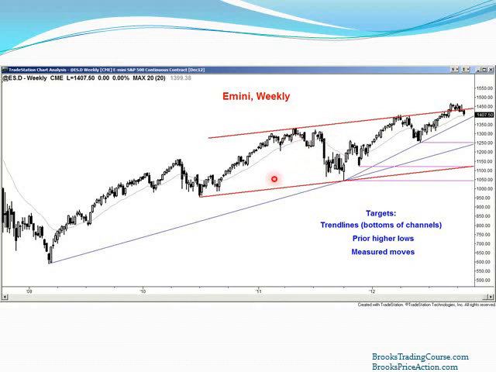To me, we have a bull channel, and it's a broad bull channel. And channels usually transition into trading ranges. And the broader the channel gets and the flatter it gets, the more likely it is to transition into a trading range. So I think that we're probably transitioning into a trading range at this point.